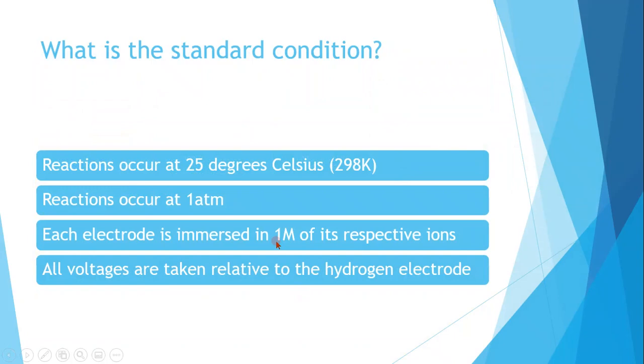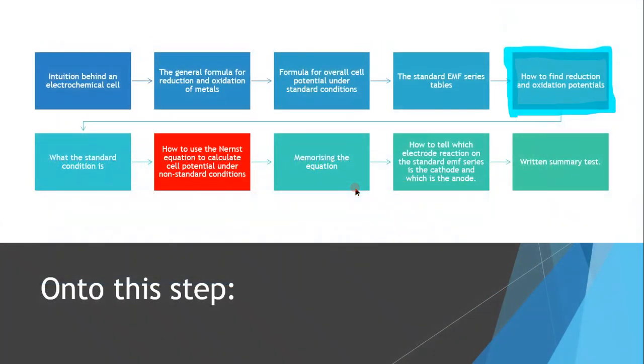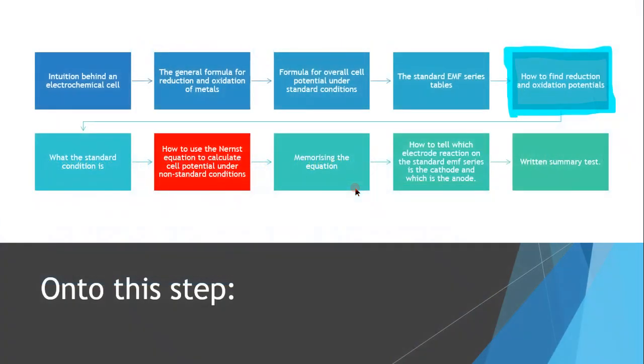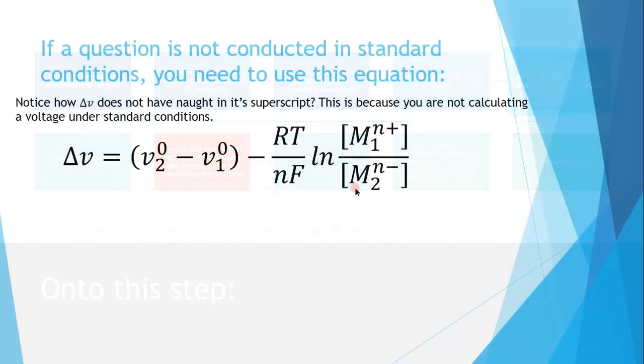And each electrode is immersed in 1 mole of its respective ions. All reactions occur at 1 atmospheric pressure, and all reactions are at 298 Kelvin, 0.15 if you must know. So this is just for the standard equation. It's just V2 minus V1, which is the reduction potential minus the oxidation potential. But what happens when any of these standard conditions change?